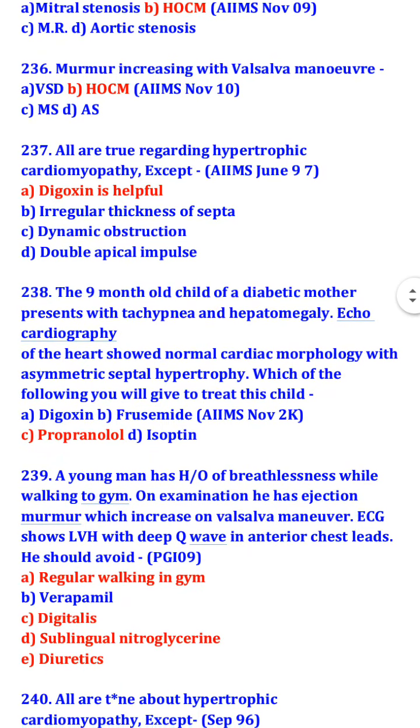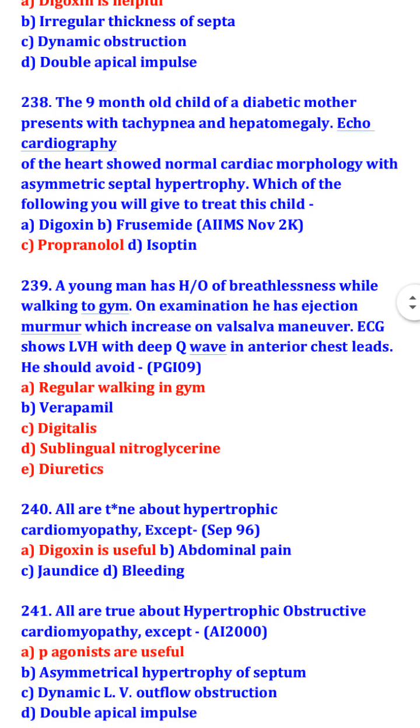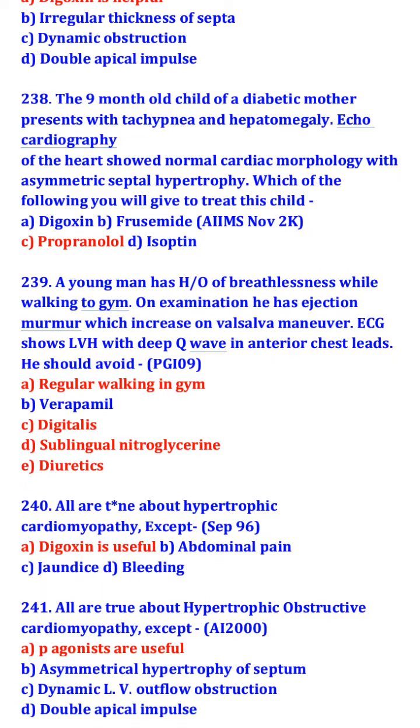The 9-month-old child of a diabetic mother presents with tachypnea and hepatomegaly. Echocardiography of the heart showed normal cardiac morphology with asymmetrical septal hypertrophy. Which of the following will you give to treat this child? Propranolol.